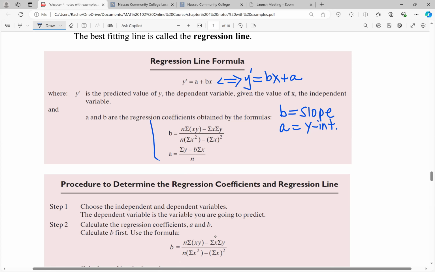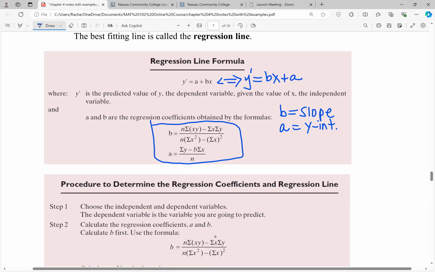And here are the formulas. We have 2 formulas in order to calculate b and a. Now, these formulas aren't difficult. They're just very tedious. They're time consuming if we're going to try to calculate a and b by hand. So we're not going to do that. We're going to rely on the calculator to give us these 2 coefficients, a and b. But I just want to explain what the formula is doing here.